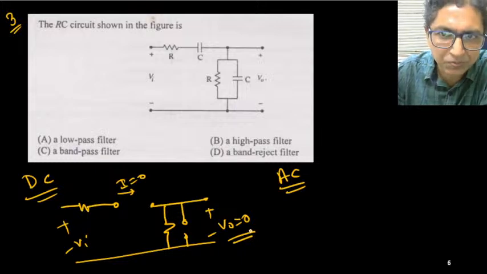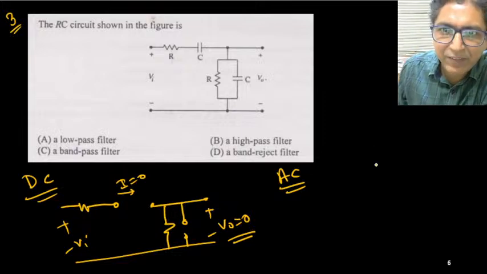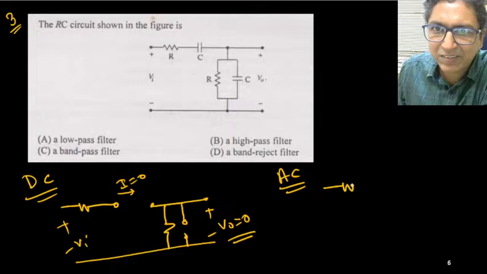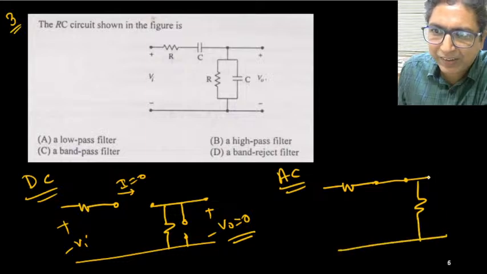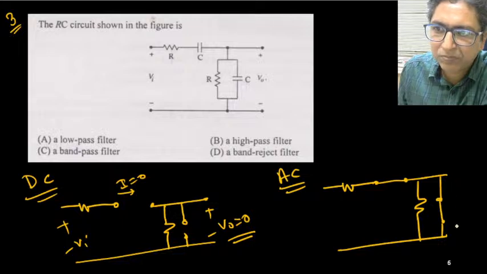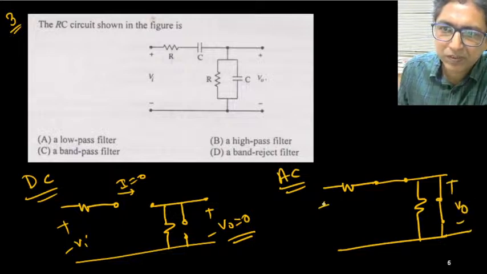It can't go through. Now for very high frequency AC, capacitor is short circuited. Okay, this is the resistance. This capacitor is shorted now. And this is the resistance. This capacitor is also shorted now. So what is the output? This is your VI.